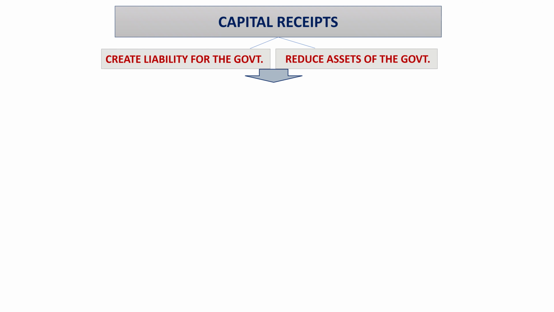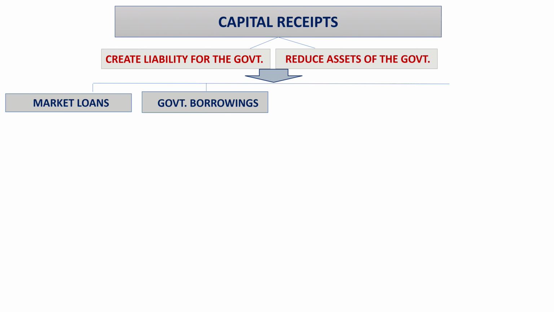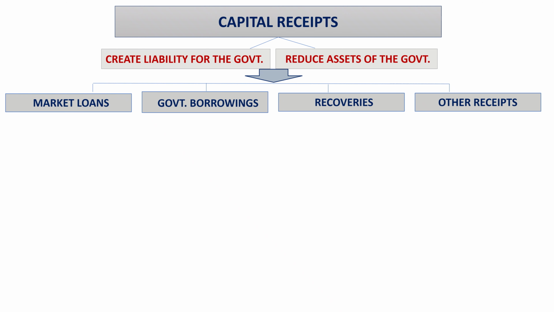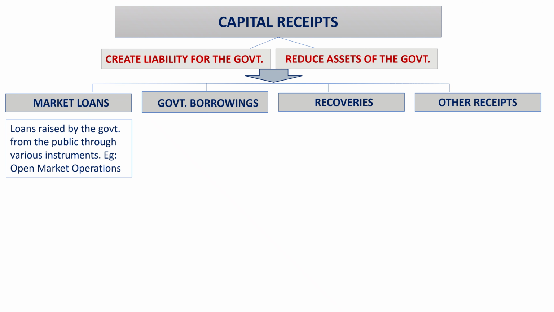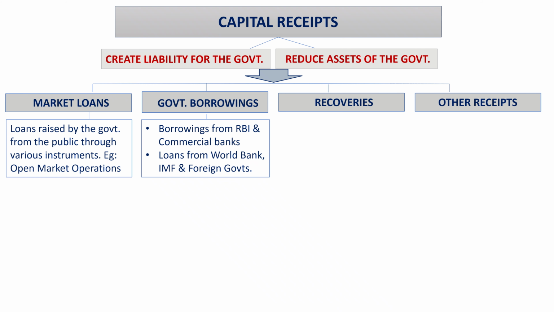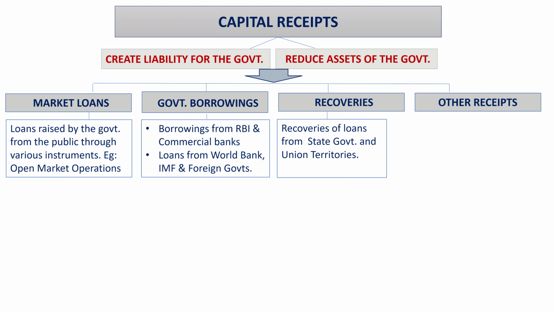Capital receipts are those receipts which either create a liability for the government or reduce the assets of the government. We can categorize capital receipts into 4 categories: market loans, government borrowings, recoveries, and other receipts. Market loans are the loans raised by the government from the public through various instruments like open market operations. Government borrowings include borrowings of the government from RBI and commercial banks, and also loans taken from the World Bank, International Monetary Fund, and foreign governments.